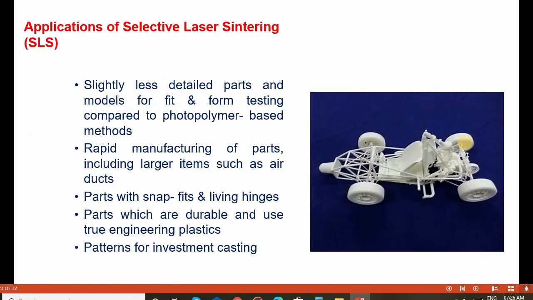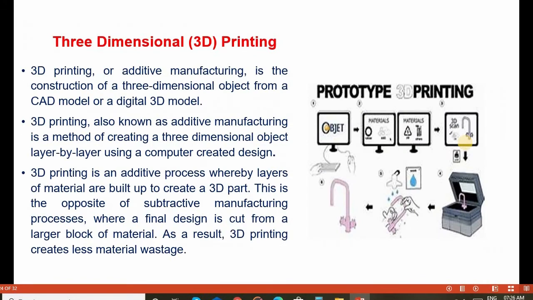There are a variety of applications of selective laser sintering, such as slightly less detailed parts and models for fit and form testing compared to photopolymer based methods. Rapid manufacturing of parts, including larger items such as air ducts, can be fabricated through selective laser sintering. Parts with snap fits and living hinges are produced by selective laser sintering. Parts which are durable and use true engineering plastics are also produced, and patterns for investment casting as well.